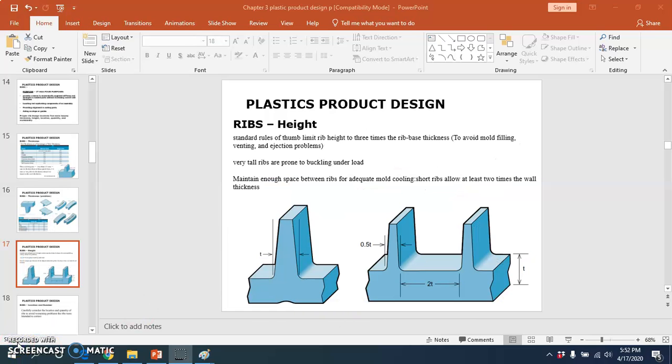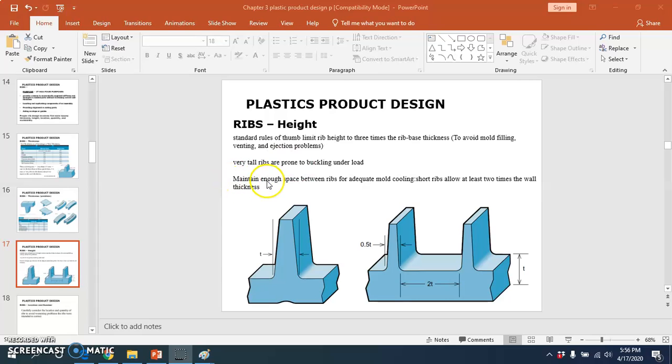For rib height, the standard rule of thumb is to limit rib height to 3 times the rib base thickness. It means it is 3 times the thickness of this thickness. So this is its height. Very tall ribs are prone to buckling under load.